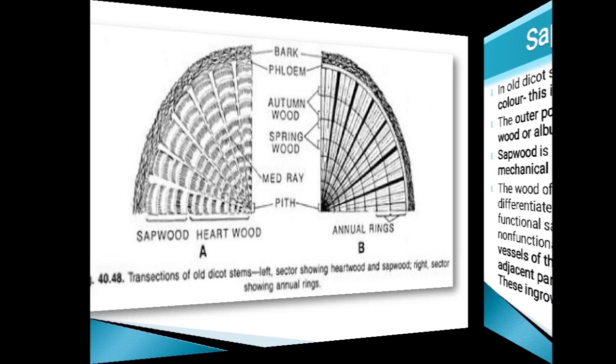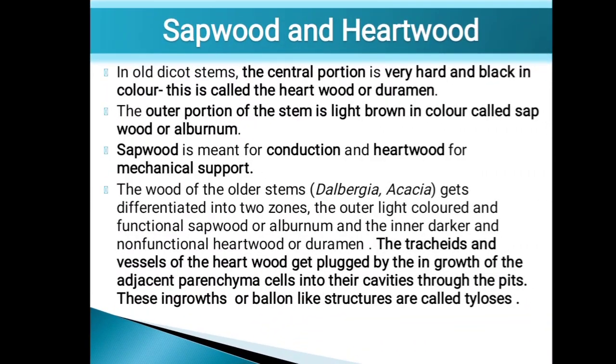Next one is with regard to sapwood and heartwood. What are those sapwood and heartwood? In old dicot stems, the central portion is very hard and black in color. This is called heartwood, or technically it is called duramen. The outer portion of the stem is light brown in color, that is called sapwood, and it is technically called alburnum. This sapwood is meant for conduction and heartwood for mechanical support.